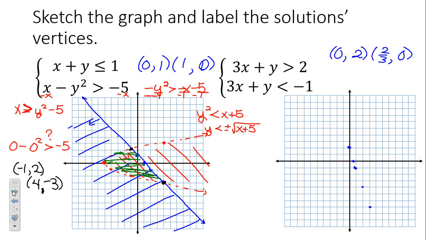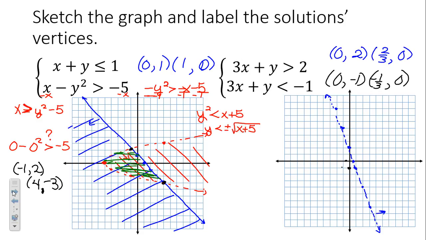Solid or dashed? Dashed. Is 0, 0 a point to try? So 0, is that bigger than 2? I'm going to move that way, away from the 0, 0. Okay. Next line. When x is 0, what's y? When y is 0, what's x? Negative 1/3. Okay, so we're at 0, negative 1. And negative 1/3, 0.